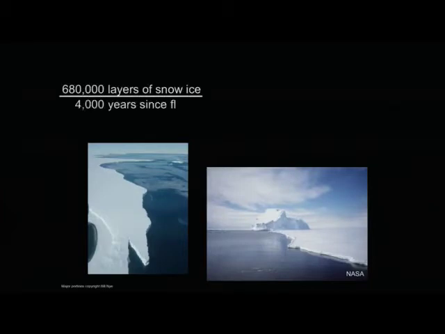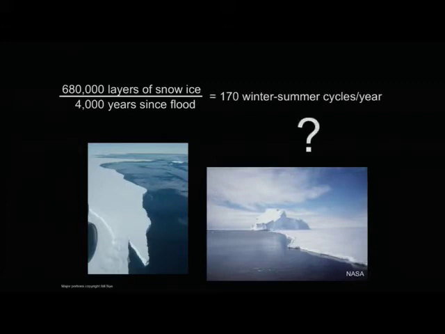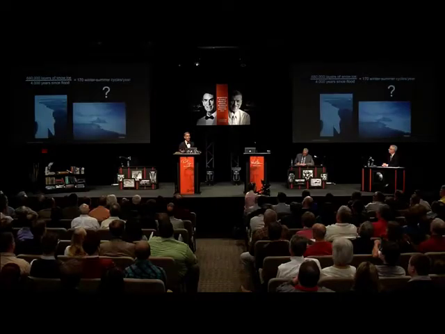How could it be that just 4,000 years ago, all of this ice formed? Let's just run some numbers. This is some scenes from lovely Antarctica. Let's say we have 680,000 layers of snow ice and 4,000 years since the Great Flood. That would mean we'd need 170 winter, summer cycles every year for the last 4,000 years. I mean, wouldn't someone have noticed that? Wow, wouldn't someone have noticed that there's been winter, summer 170 times in one year?